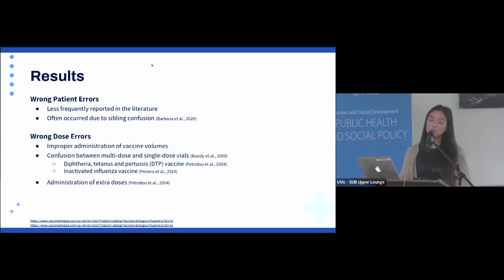You have your wrong dose errors. The literature does reveal a multitude of factors contributing to this. One involves the improper administration of vaccine volumes, and this can arise from inaccuracies in the concentration of vaccine solution being administered. Another source is the confusion between multi-dose and single-dose vials. So this highlights some confusion due to vaccine packaging.